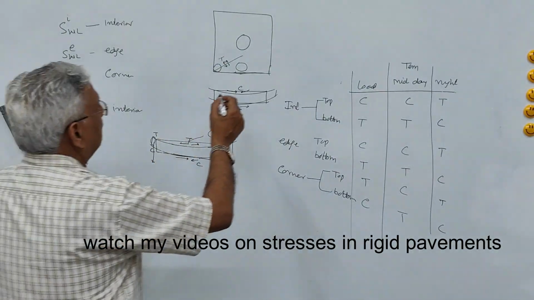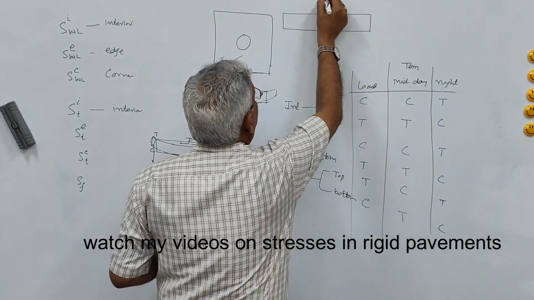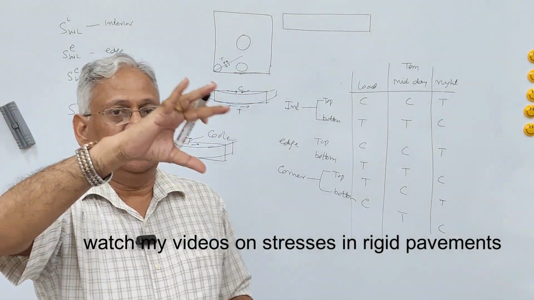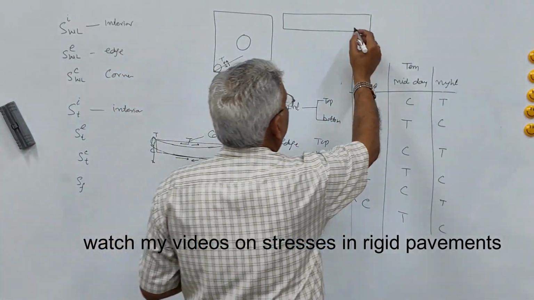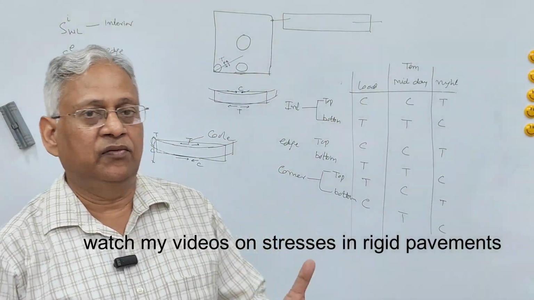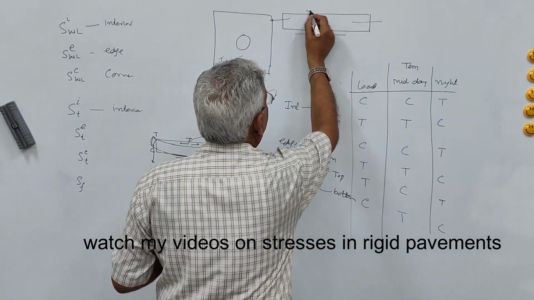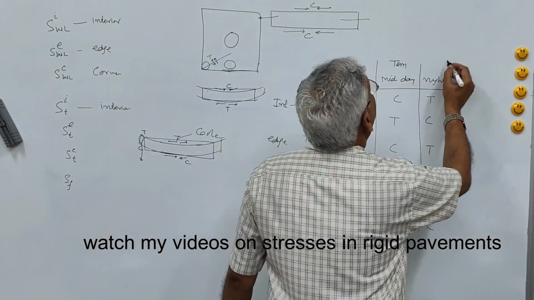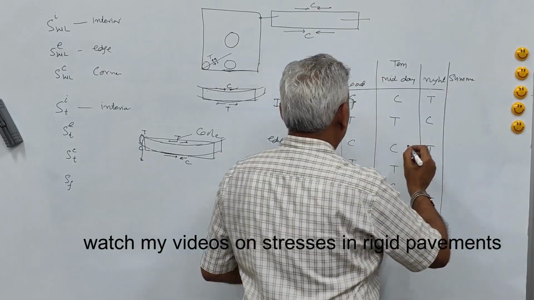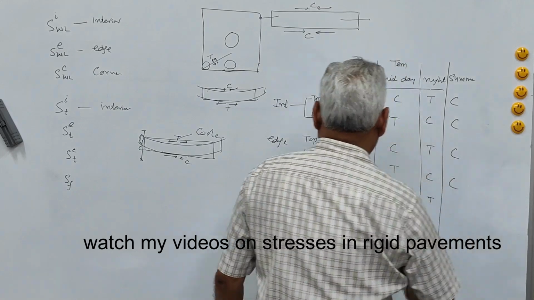Now frictional force is because of seasonal variation, and in summer the temperature of the entire slab rises. There is no gradient. The entire slab rises, and therefore there will be expansion in both directions. And this expansion is resisted by the friction force between the base and the slab, and therefore there will be compression in the entire slab. So during summer, there will be compression, compression, compression, compression.